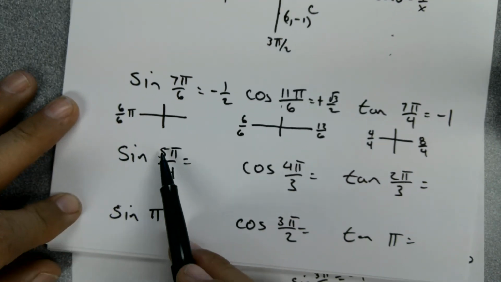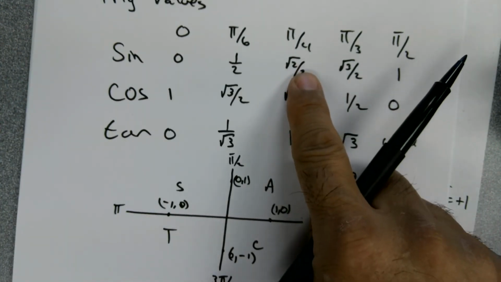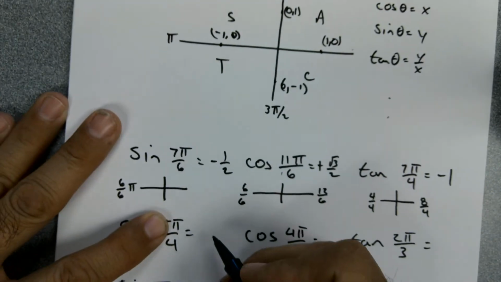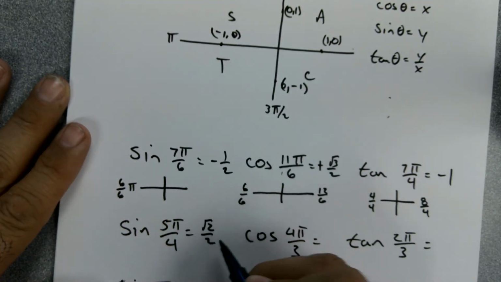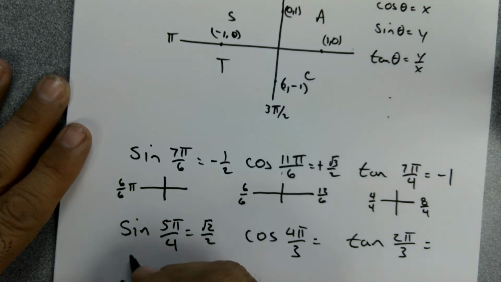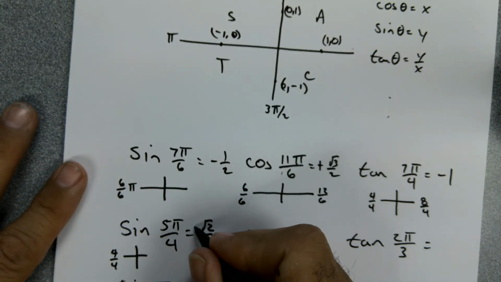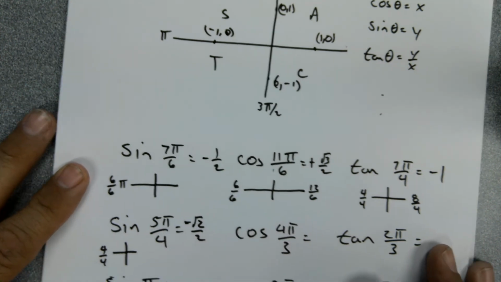So on this one we have the sine of 5 pi over 4. Cover up the 5, and the sine of pi over 4 is going to be the square root of 2 over 2. And for 5 pi over 4, well, here's 4 over 4. 5/4 is going to place it in the third quadrant, and the sine is negative in the third quadrant.